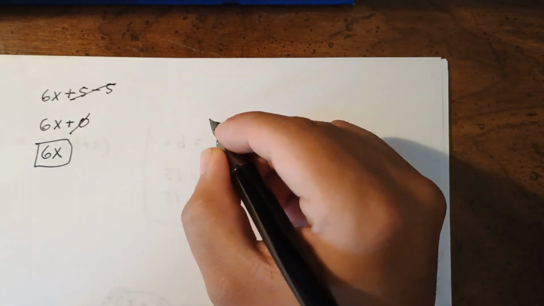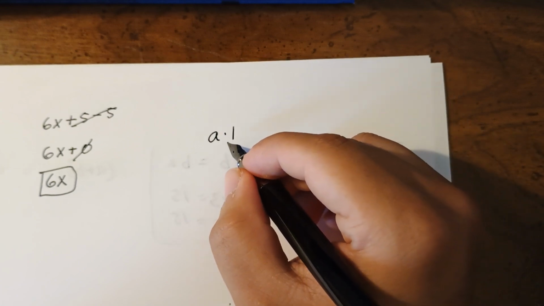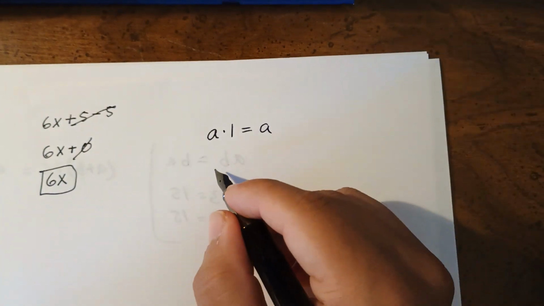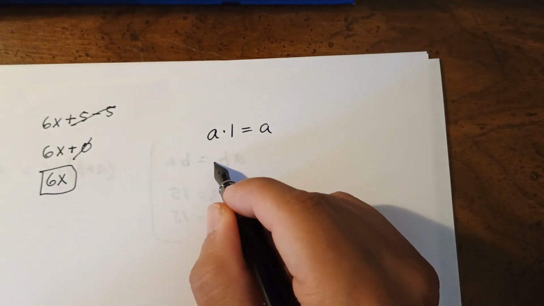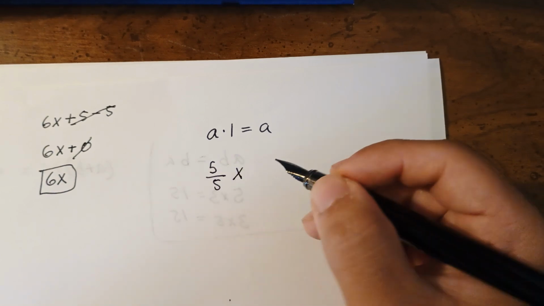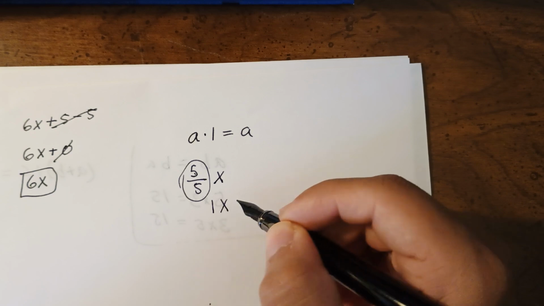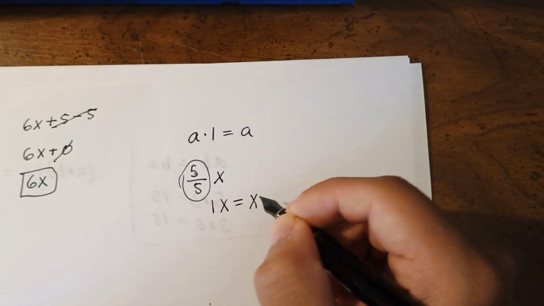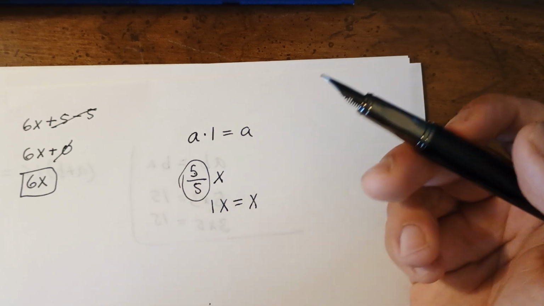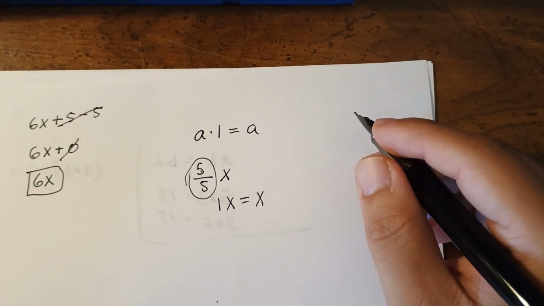Similarly, in multiplication, if you have some number times 1, you don't have to write whatever number times 1. You could just write a. So if you have something that looks something like this, you don't have to write this whole thing out, right? Because this is just 1. And it becomes 1 times x, which is just x. Whenever you're multiplying by 1, you don't really need it in your final answer. And that's the identity property of multiplication.